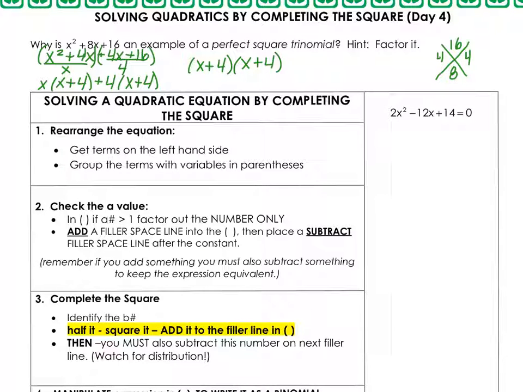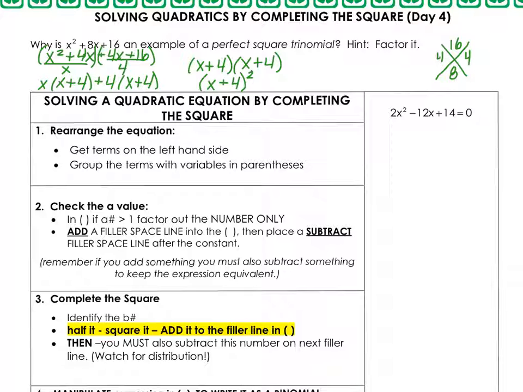Well, if you notice, that's the same thing written twice. So I can really rewrite this as x plus 4 squared. That's equivalent to x plus 4 times x plus 4. So that's why these trinomials are called perfect square trinomials.